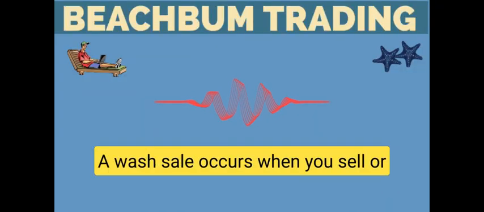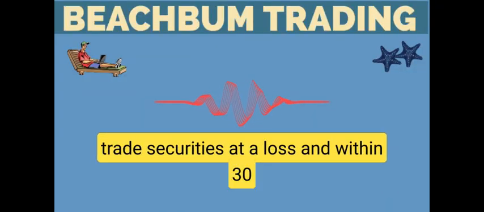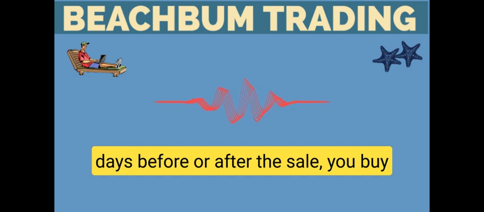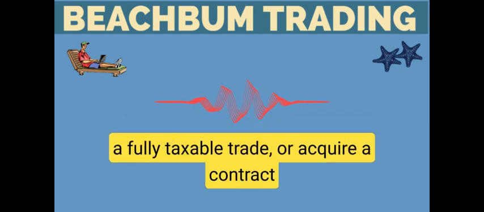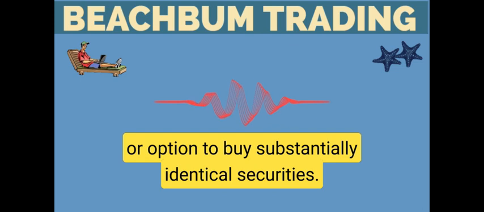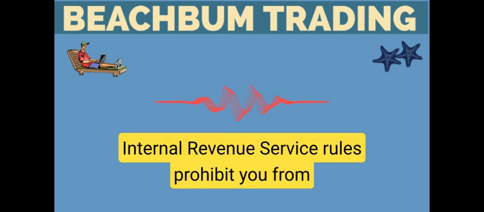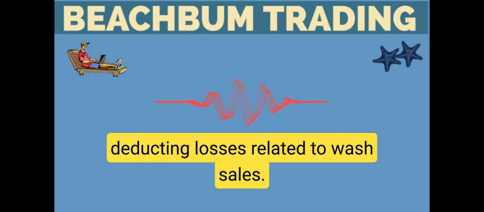Wash sales. A wash sale occurs when you sell or trade securities at a loss and within 30 days before or after the sale you buy substantially identical securities, acquire substantially identical securities in a fully taxable trade, or acquire a contract or option to buy substantially identical securities. Internal Revenue Service rules prohibit you from deducting losses related to wash sales.